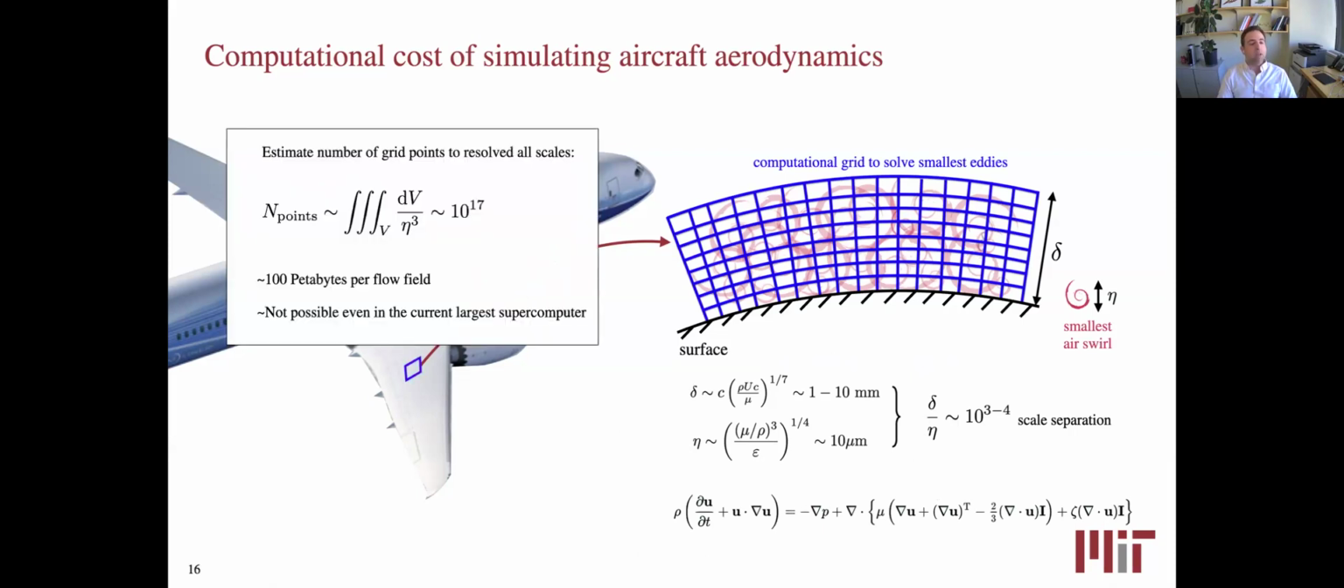So you can make a number for how many points I need for a typical aircraft. You integrate this estimation over all the area of the aircraft, and in general, you will need 10 to the 17 points. This is a very massive number. Imagine I want to look at the density at each grid point. That's going to be 100 petabytes per quantity at one time.